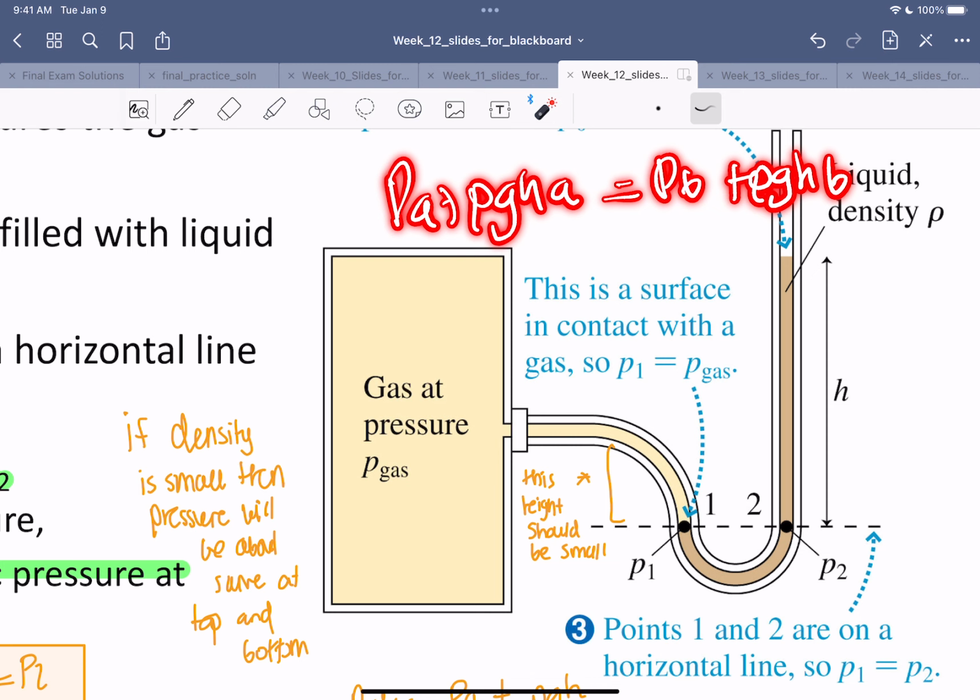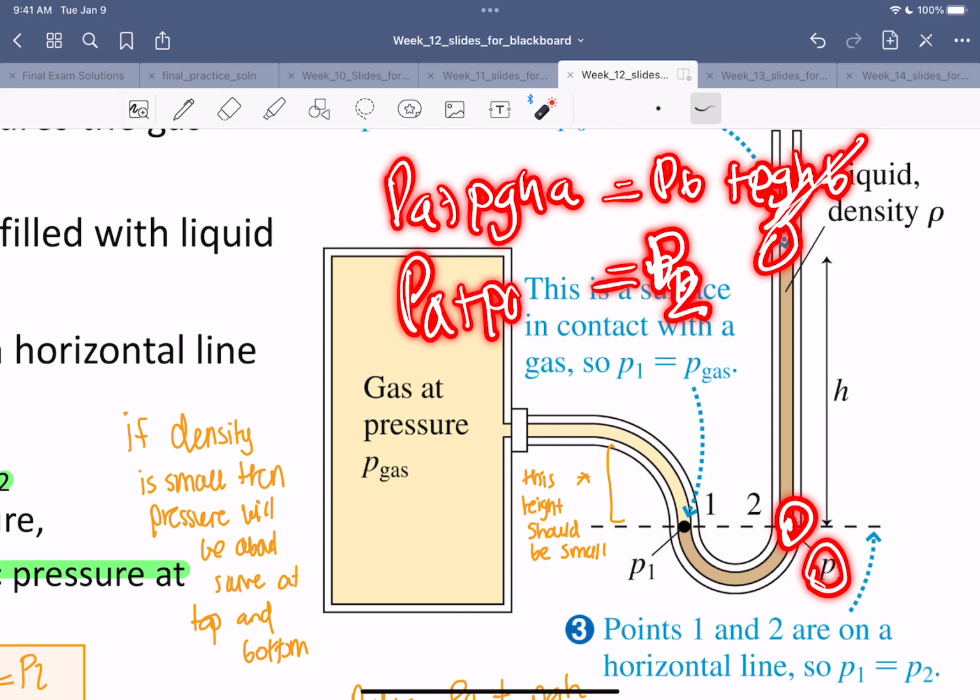At the bottom, what would my height be? 0, right? So this whole term goes to 0, and I'm left with PB, or we can say P2 in this case if we're being consistent. P2 is equal to PA plus rho g h_A. I know that PA is the atmospheric pressure because it's in contact with the air, so it's simply 10 to the 5th pascals.